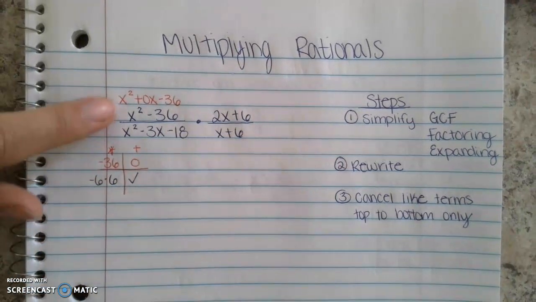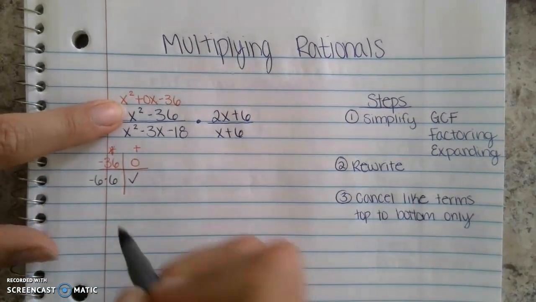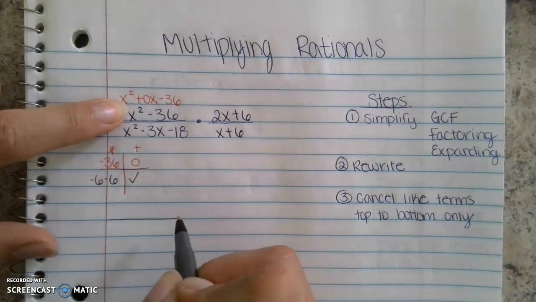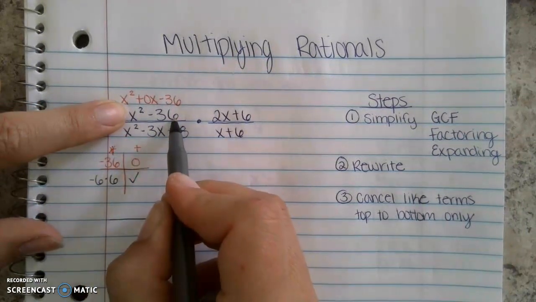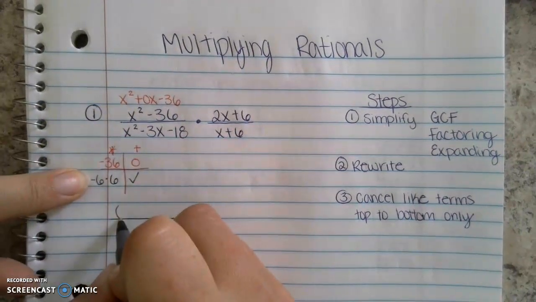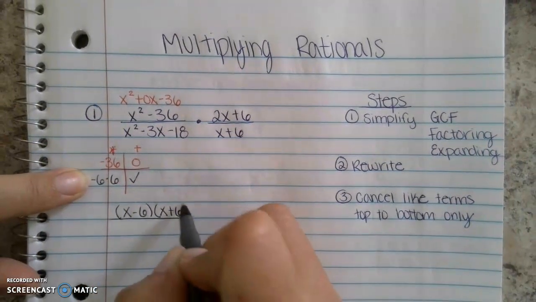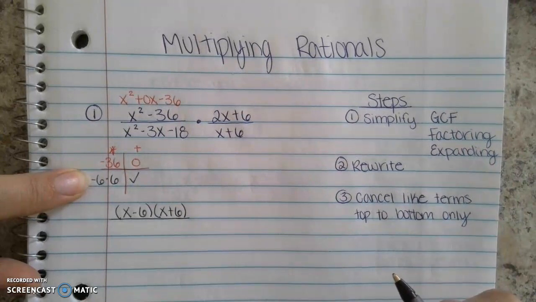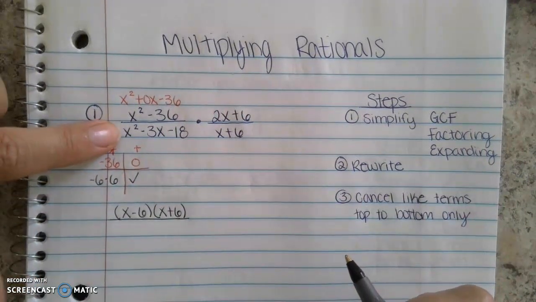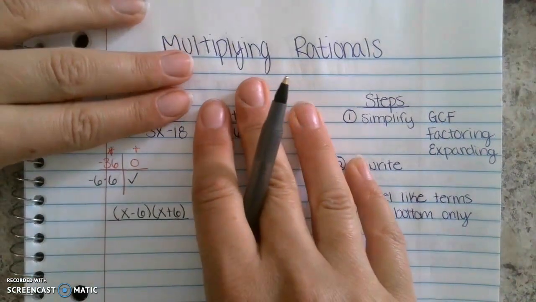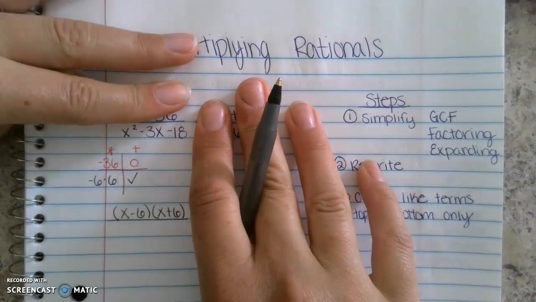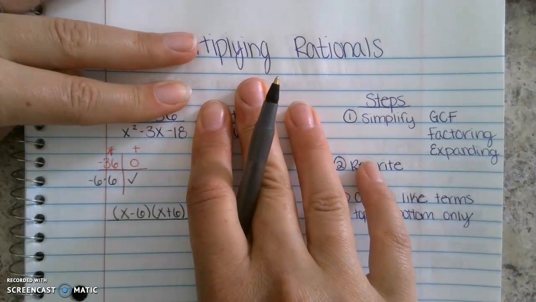Okay, so I'm going to go ahead and rewrite this top part. I'm going to bring it all the way down here. I'm going to rewrite x squared minus 36 as x minus 6 and x plus 6. So exactly what we've been doing for the past 2 weeks. All right, now I'm going to go to the bottom. So now I'm ignoring all this other stuff, and I'm just looking at the bottom. x squared minus 3x minus 18.